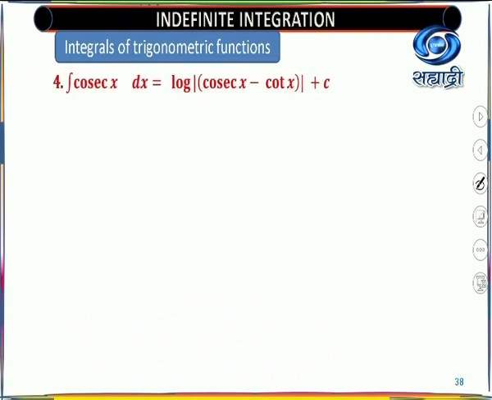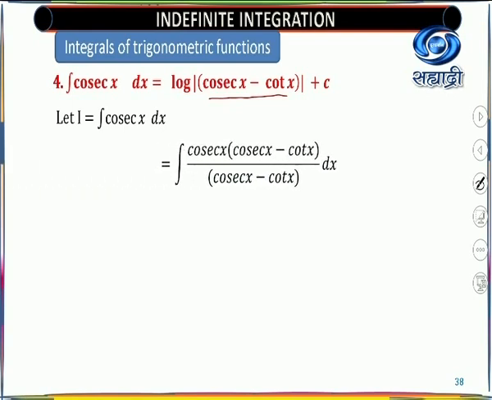Now next is cosec. Cosec is also having two values. So integration of cosec x dx is log of mod of cosec x minus cot x plus constant of integration. Now here again, integration of cosec x dx. Multiply and divide by the same term, following the same method you followed for sec x. That is, multiply and divide by cosec x minus cot x. So cosec x into (cosec x minus cot x) upon (cosec x minus cot x) dx.